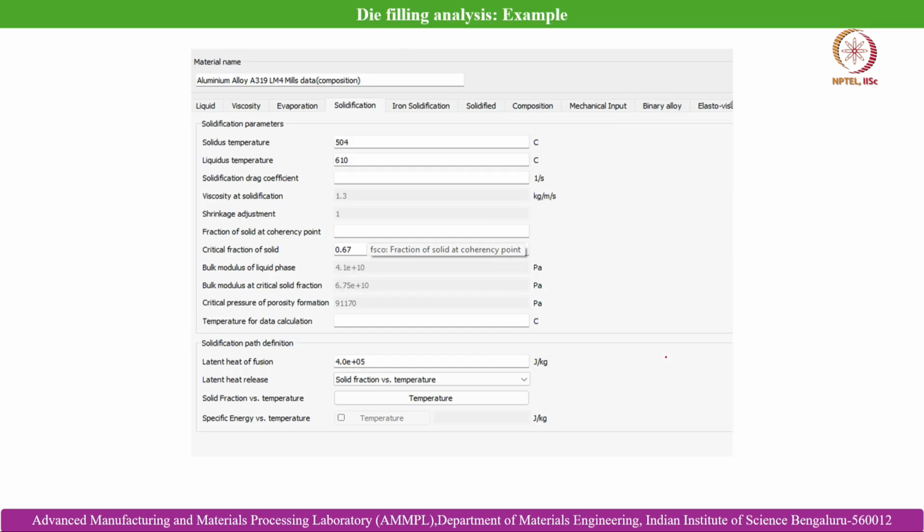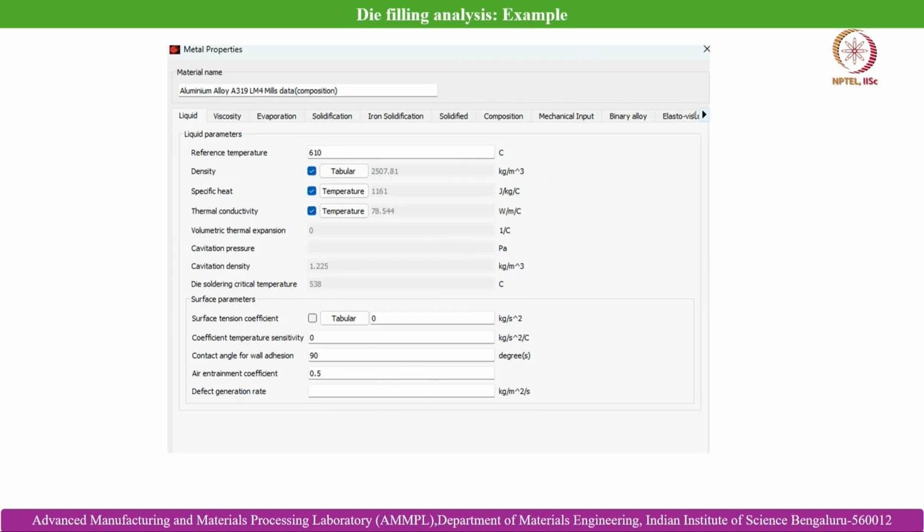So these are basically the platform, several input parameters, that is solidus, liquidus, temperature, critical fraction solid, latent heat of fusion that need to be provided for simulating the die filling behavior of a particular alloy melt, and these are basically shown in case of aluminum alloy, that is A319.